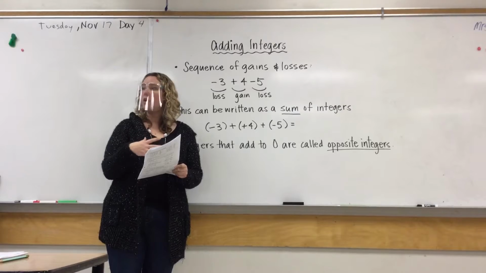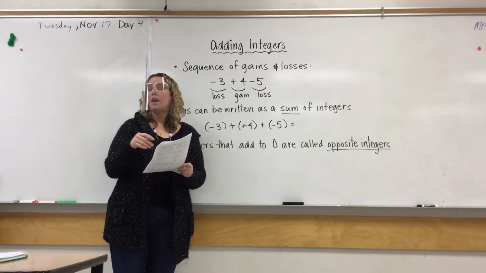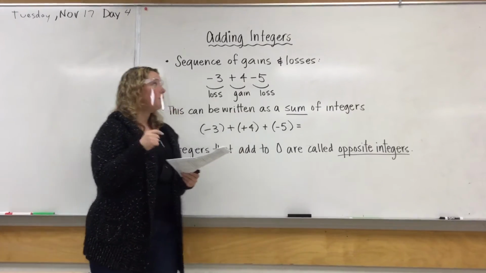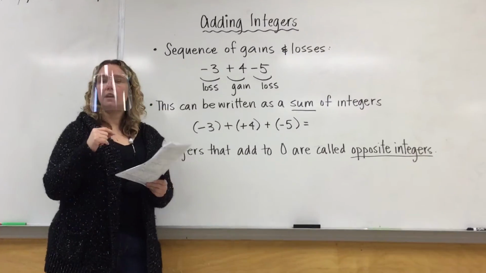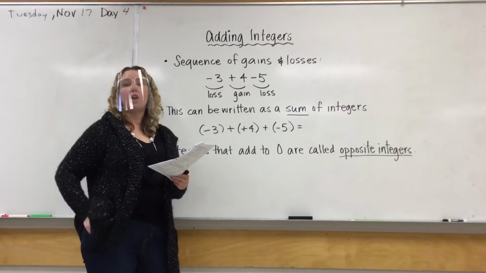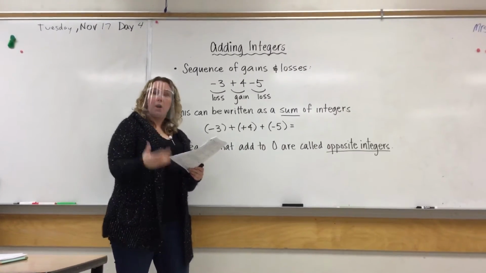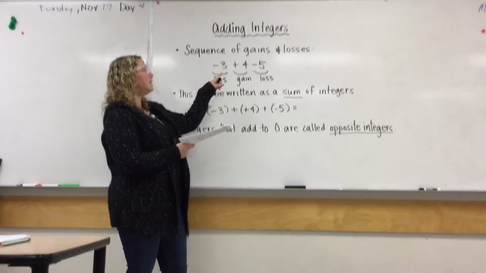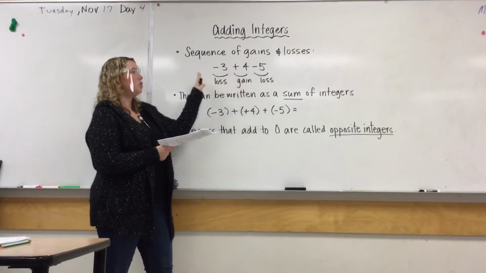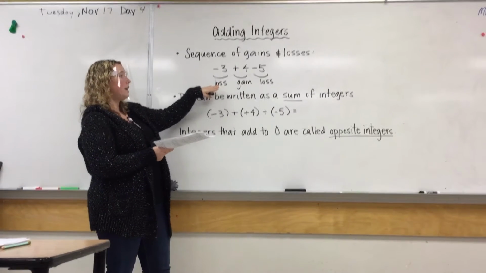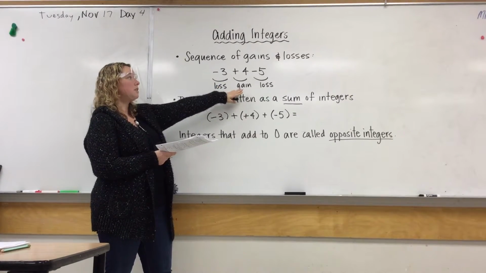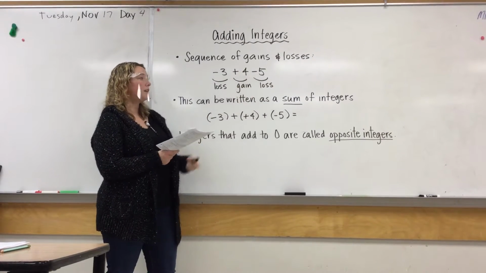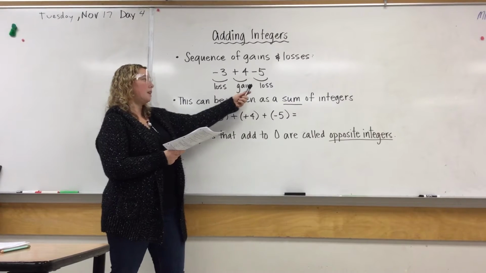a little bit. But here we're going to be adding up a sequence of integers and giving you a couple strategies to do that. So we talked about integers as being categorized in gains and losses. A gain is a positive integer and a loss is a negative integer. So this sequence of gains and losses just has my integers all squished together. So it has negative 3, positive 4, and negative 5. So this is a loss, then a gain, then a loss.